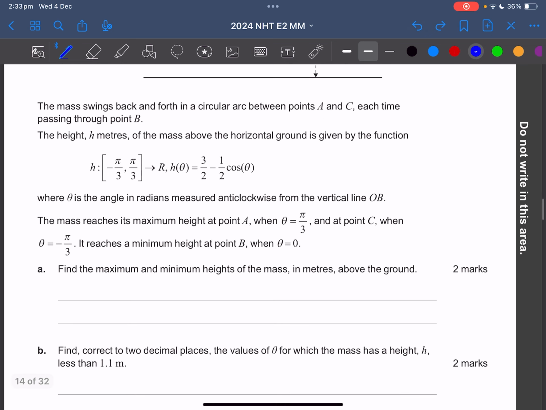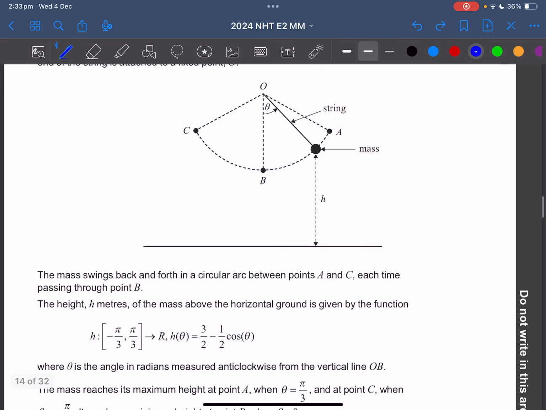The mass reaches its maximum height at point A when theta equals pi on 3 and point C when theta equals negative pi on 3. It reaches minimum height at point B when theta is 0. Okay, pretty obvious. Even if you look at the visual, we can easily tell that the mass will be at its maximum over here and over here, at its maximum height.